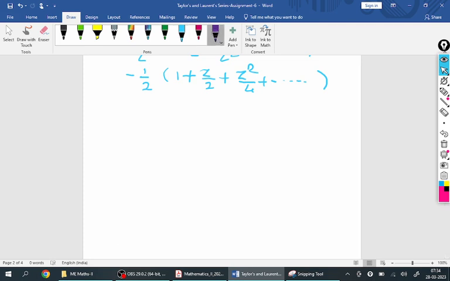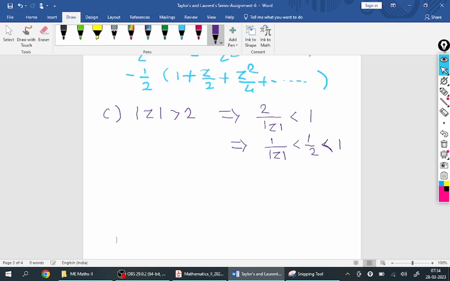So case number 3, that is (c), is mod z greater than 2. So mod z greater than 2 indicates mod of 2 by z is less than 1. You will observe mod of 2 by z is less than 1. If mod of 2 by z is less than 1, you divide both sides by 2, so mod of 1 by z is less than 1 by 2. Less than 1 by 2 means obviously it is less than 1. So mod of 2 by z is less than 1 and 1 by z is also less than 1. So that can be our r now in equation 1.